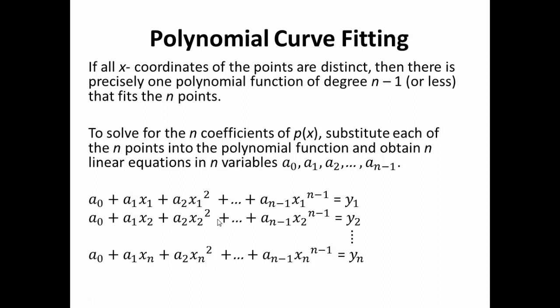All we have to do now is to set up the augmented form, use our row reduced capabilities in Math Studio, and get the values for a0, a1, a2, right up to an-1. Plug that back into the polynomial p of x, and we have our polynomial with the coefficients determined, and we can actually sketch the graph.